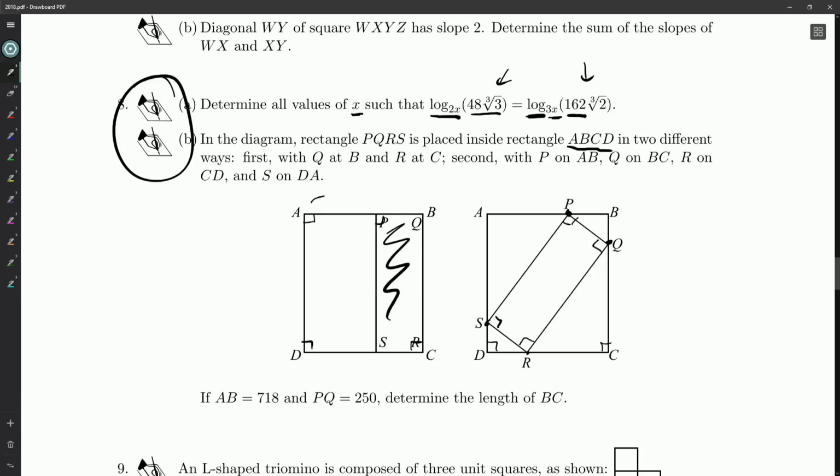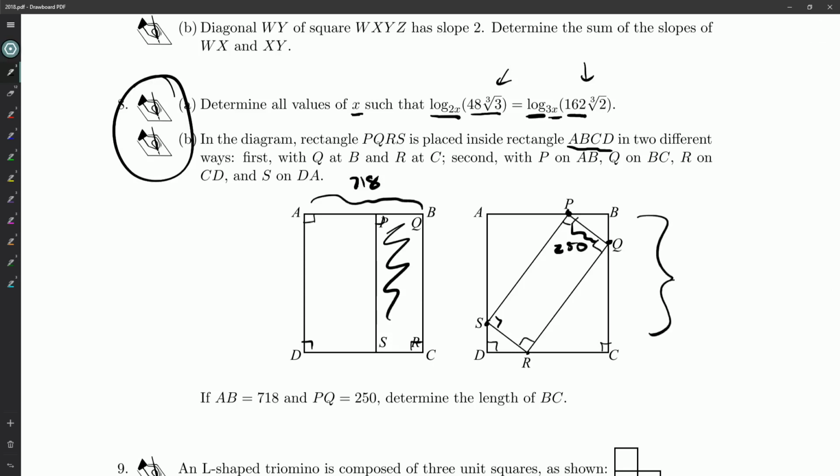Okay, we're told AB is 718. PQ is 250. Determine the length of BC. Okay. So just from knowing those two dimensions and that the one rectangle fits snugly in there, we can get the other dimension of the big rectangle and therefore the other dimension of this smaller rectangle. That's actually an important thing to note, is that QR is the same as BC.